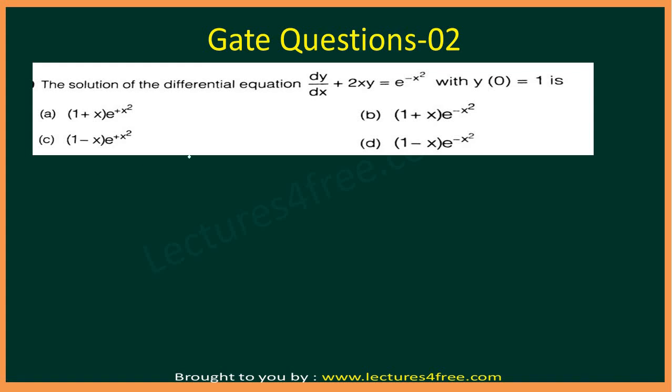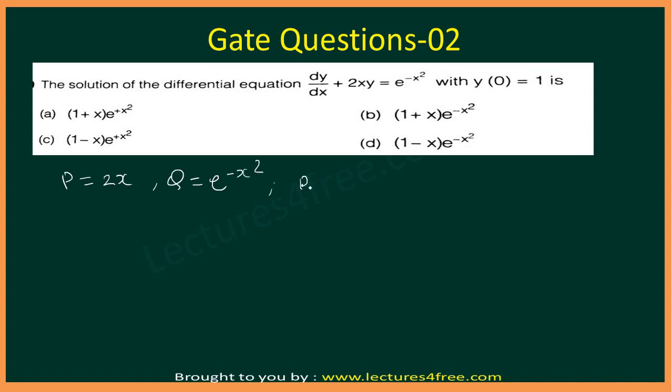In this equation also, you are given an equation and you have been given one condition. So let's again compare this equation with our standard equation. So you will get here p is equal to 2x, okay, q is equal to e to the power minus x square.